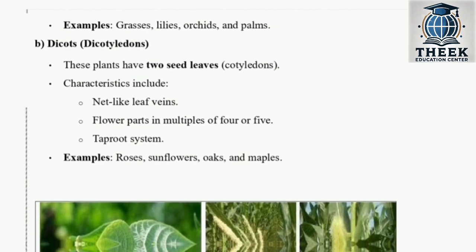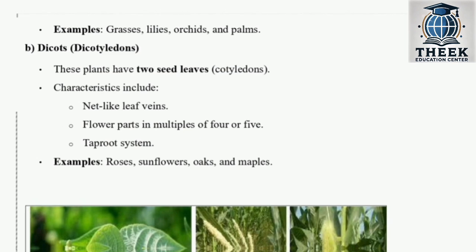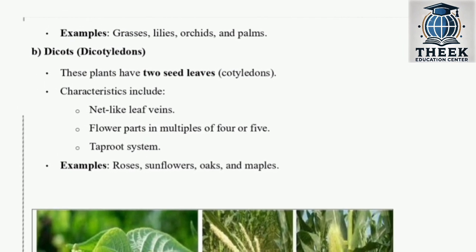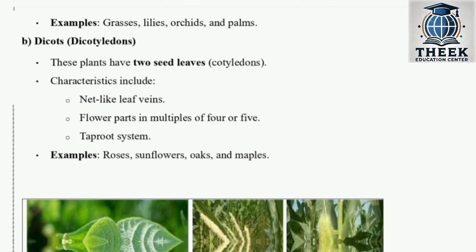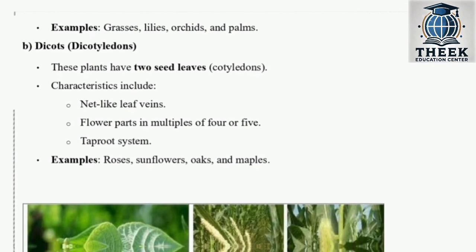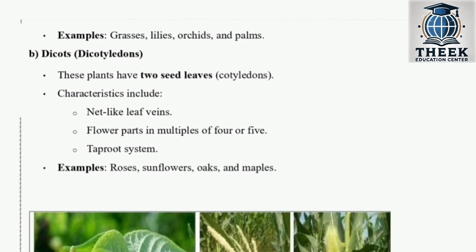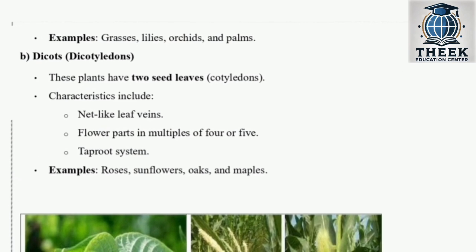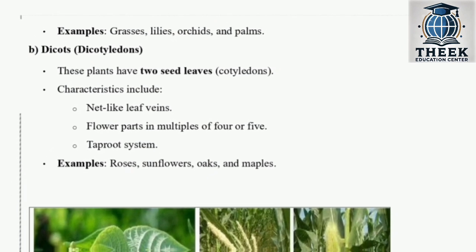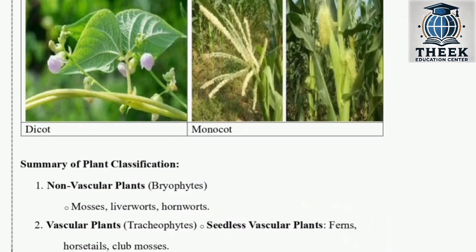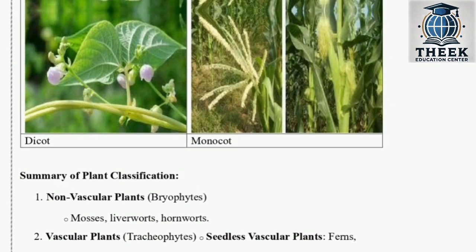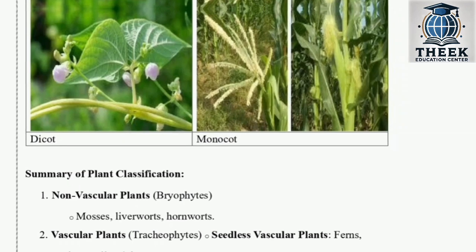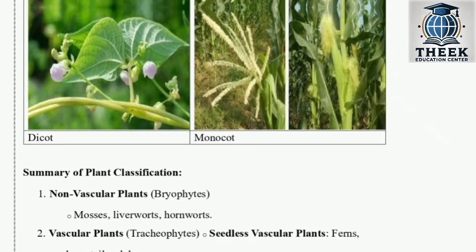Flower parts in multiples of 4 or 5. Then they have a taproot system. Those are the major features that distinguish the dicots from the monocots. Examples of dicots include roses, sunflowers, oaks, maples, beans, and very many others. You can check that. You have the dicot here, and you have the monocot.